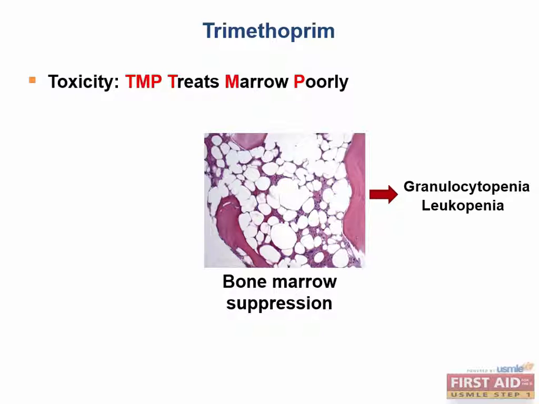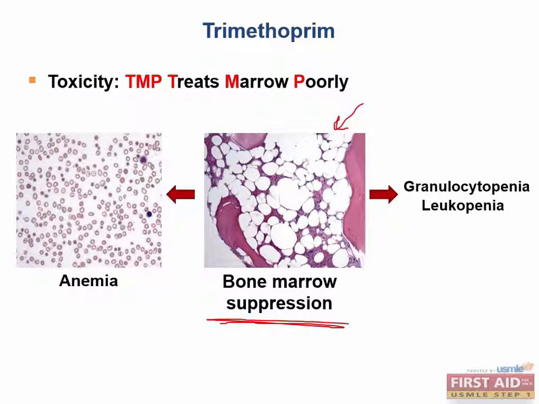Here is a classic image of bone marrow suppression. We can see that the bone marrow here is filled with fat droplets instead of rapidly dividing cells. Furthermore, it would lead to an anemia because red blood cell precursors are also produced in the bone marrow. Here is an image of a form of anemia.